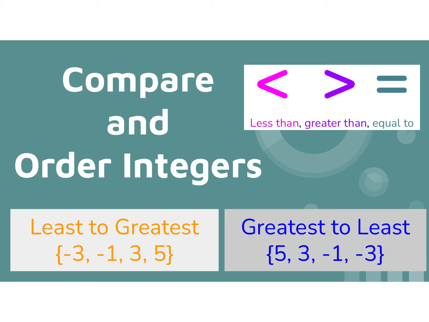Today we're going to be comparing and ordering integers. That is using the less than symbol, the greater than symbol, and the equal to symbol. We're also going to be ordering the integers from least to greatest or greatest to least.